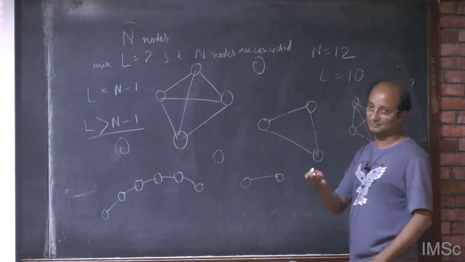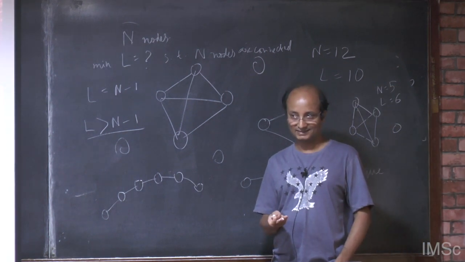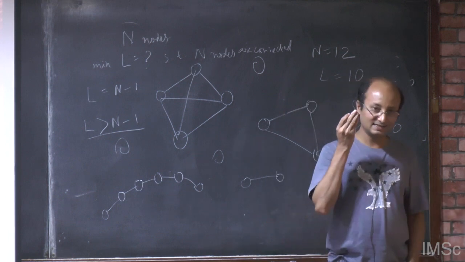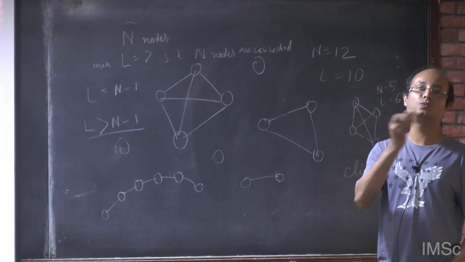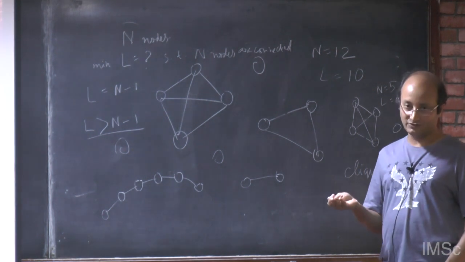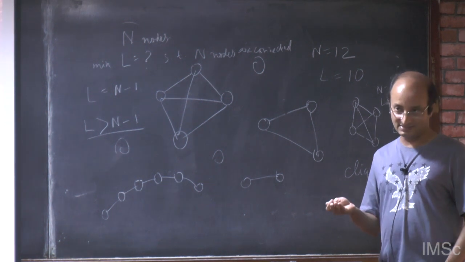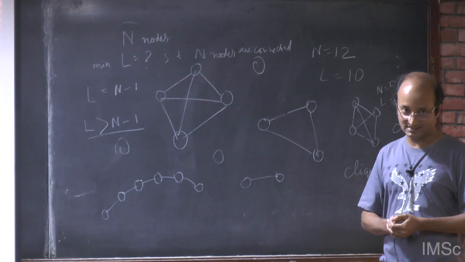So it's a problem in combinatorics, right? So you have n nodes and every node has to be connected with n minus 1 other nodes. Okay, so the total number of edges would be n times n minus 1, because every node would have to connect to n minus 1 other nodes.